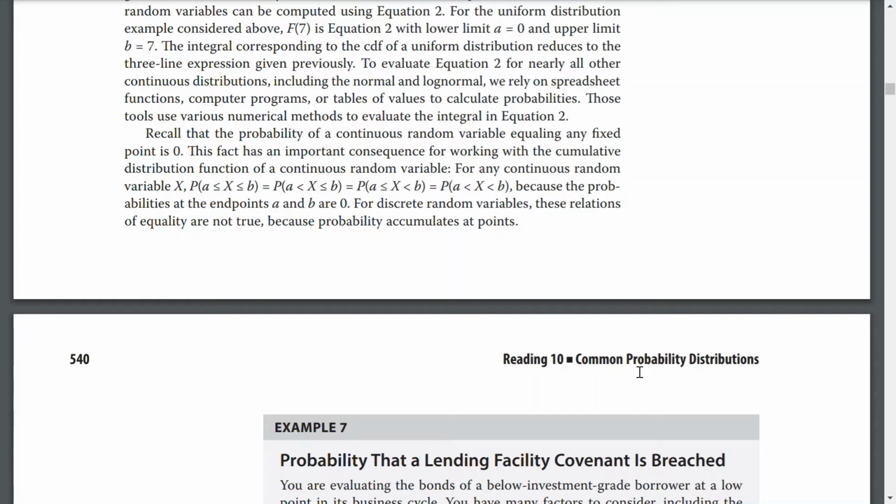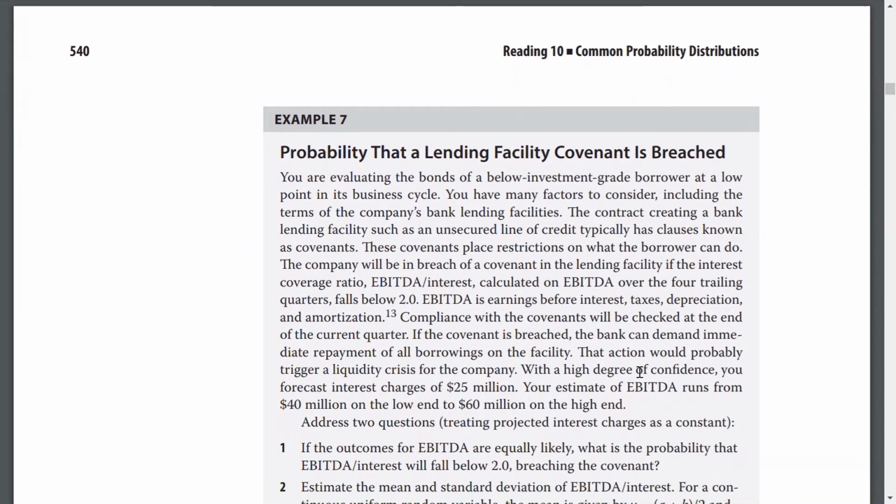Example 7: probability that a lending facility covenant is breached. You are evaluating the bonds of a below investment grade borrower at a low point in the business cycle. You have many factors to consider, including the terms of the company's bank lending facilities. The contract creating a bank lending facility, such as an unsecured line of credit, typically has clauses known as covenants. A covenant places restrictions on what the borrower can do. The company will be in breach of a covenant if the interest coverage ratio, or the EBITDA divided by interest calculated on EBITDA over the four trailing quarters, falls below 2.